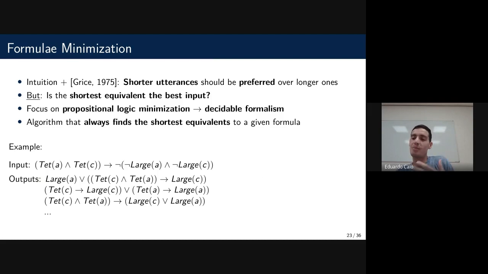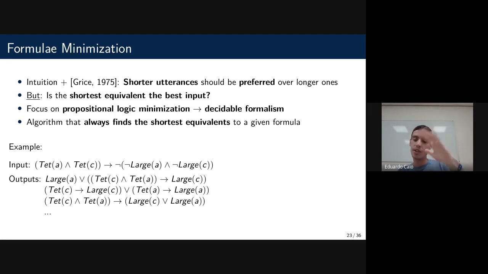This maxim could also be applied to our work, which in this case would imply that formulas which are shorter than a logical equivalent, the longer one, when translated into natural language, should be preferred over a translation which comes from a formula which is longer. But what we were interested in is: is the shortest equivalent formula the best input to a realizer to be realized into natural language? So we devised an algorithm that always finds the shortest equivalent to a given formula.